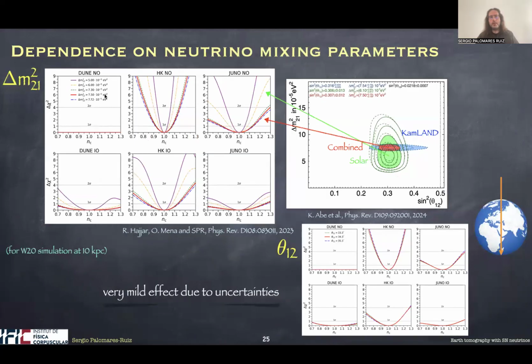But just let me come back to the mass square difference here. I couldn't refrain from showing you the recent result by the JUNO collaboration with only 60 days, which confirmed the best fit obtained by KamLAND. So basically, it confirms that all the results that I show you apply.